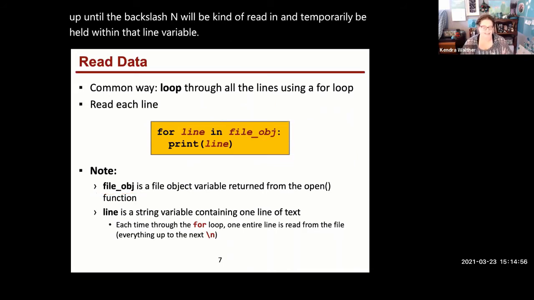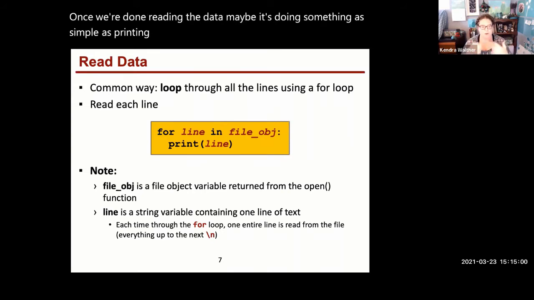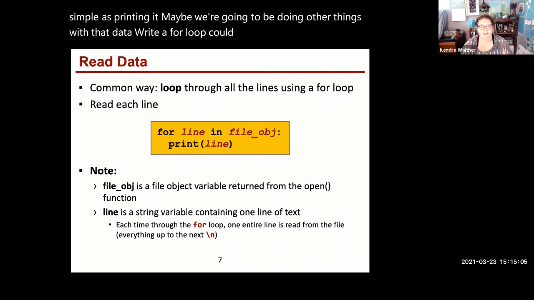Once we're done reading the data, maybe it's doing something as simple as printing it. Maybe we're going to be doing other things with that data. A for loop could have any kind of other calls within it.